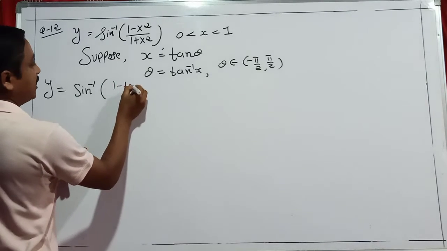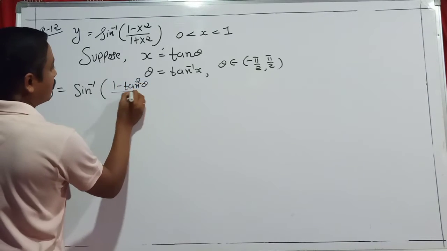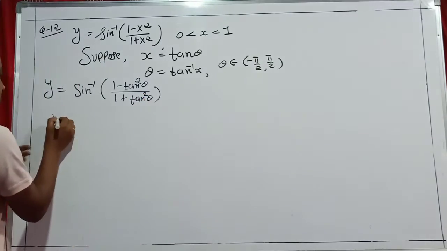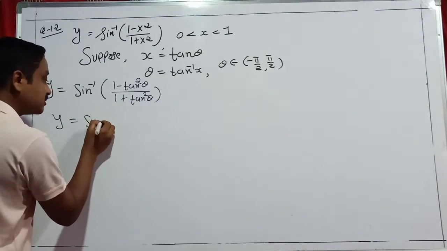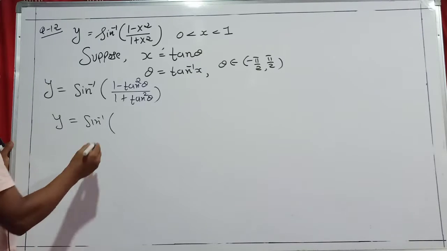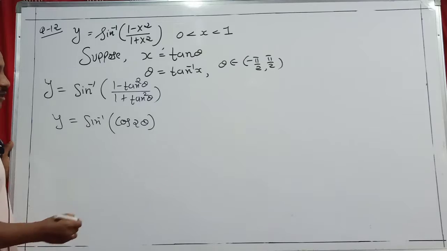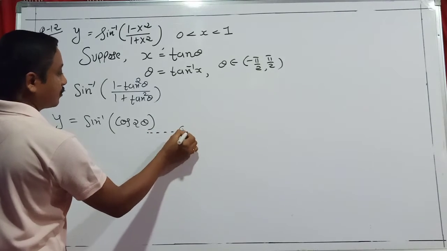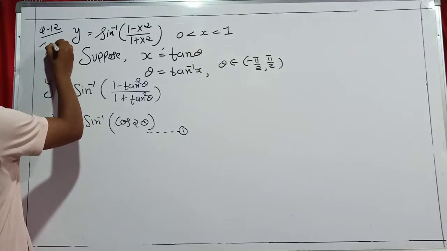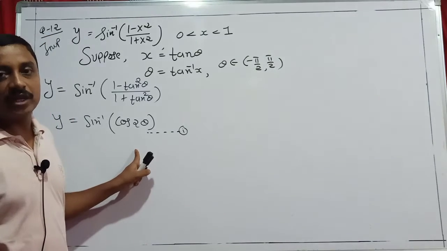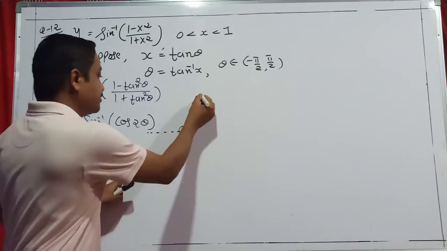Sin inverse of 1 minus tan square theta upon 1 plus tan square theta. And the same application, students: how much is it? It is cos 2 theta. And here statement 1 applies. This numerical is important, students, because mostly students get confused in this part. I will explain to you where you get confused.